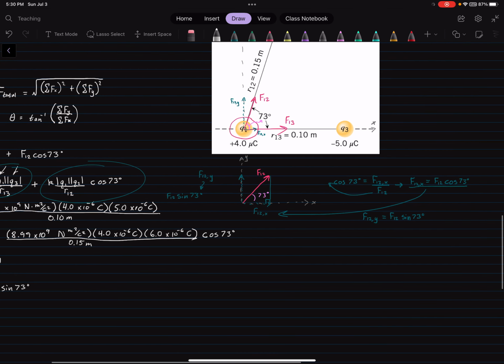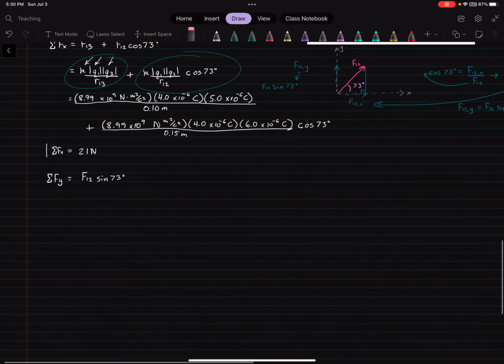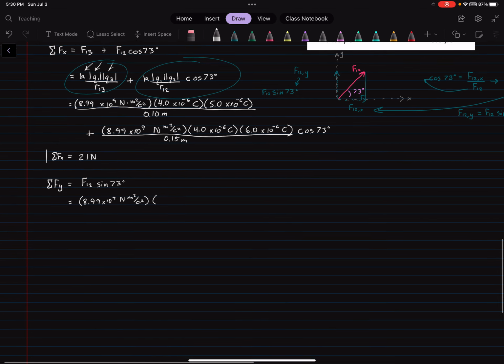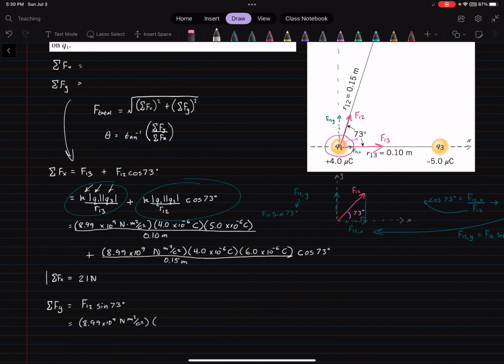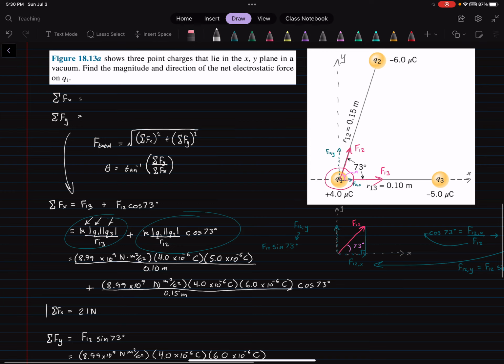Yeah? So we'd figured out over here. So we go through this same effort where we say that this must be equal to 8.99 times 10 to the 9th newtons times meters squared per Coulomb squared times charge of 1 is 4.0 times 10 to the negative 6 coulombs times charge of 2 is 6.0 times 10 to the negative 6 coulombs. It's absolute value, that's why we ditched the negative there. Don't forget that.